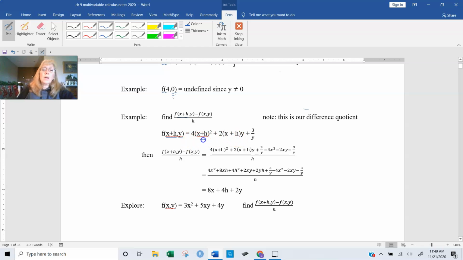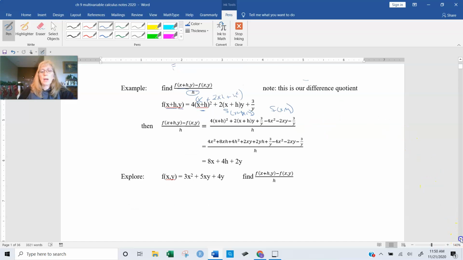Make sure you square this out correctly. That's x squared plus 2xh plus h squared. Don't forget. Then take that times your 4, distribute your 2, and you have your 3 over y. All of it, of course, is over h. You also subtract, so this is the f of x plus h comma y, and this part right here is your original function, f of x, y, so nothing new. So we have the x plus h here, the y here, we subtract the original, we divide by h. This is our limit, like we've talked about before, which led to derivatives. So I bet you can guess where we're going next.